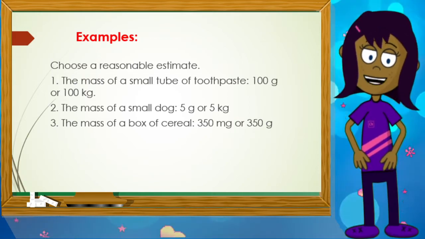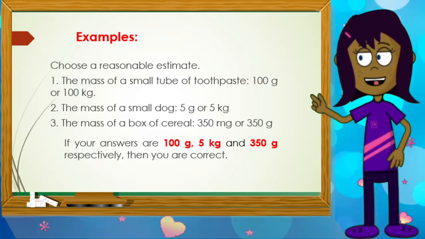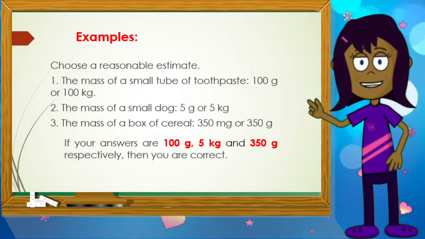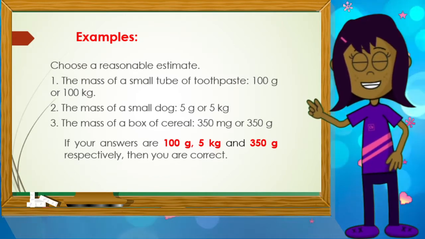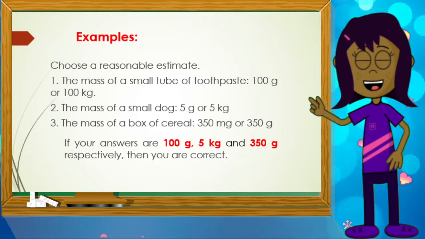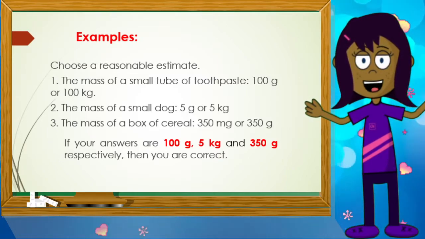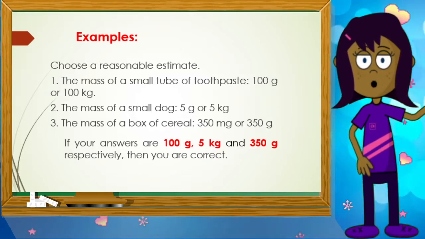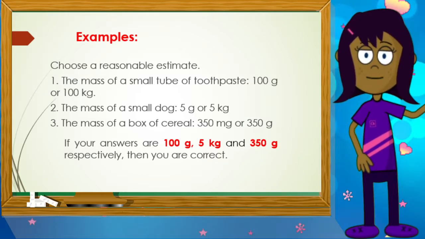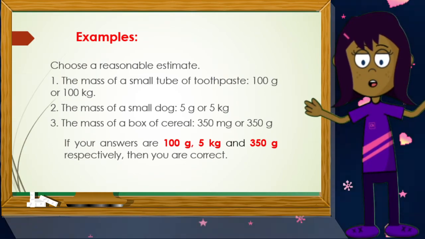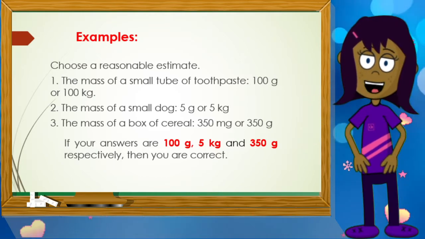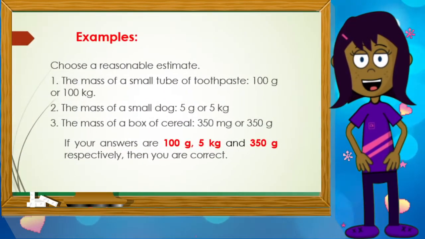So, if your answer is 100 gram for the first one, of course, I haven't seen in my entire life a toothpaste that is 100 kilogram, guys, and that is heavier than you or me. So that is a big no-no. And then for a small dog, 5 gram would be too little, like sugar only. That is not possible, right? It's not reasonable. So 5 kilogram is the answer. And lastly, for cereals, that would be 350 gram. Not milligram, because that would just be too small.